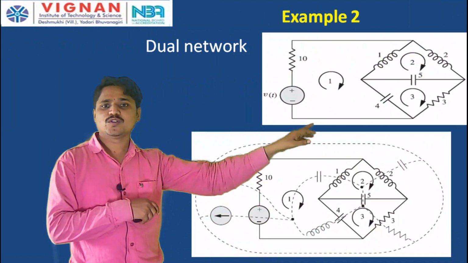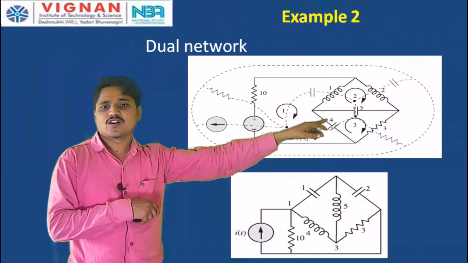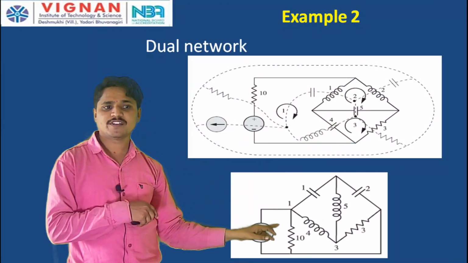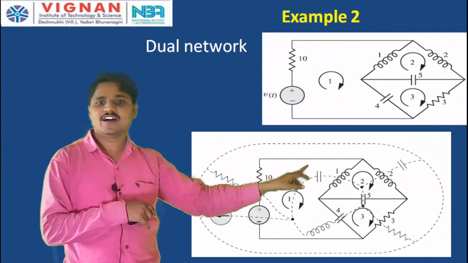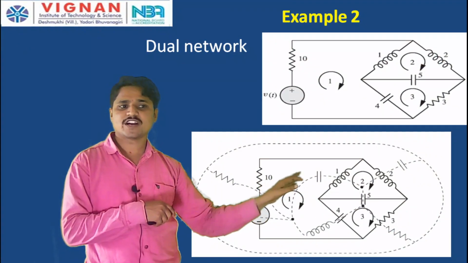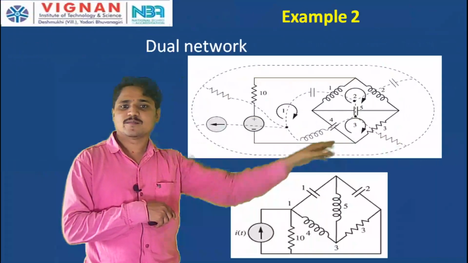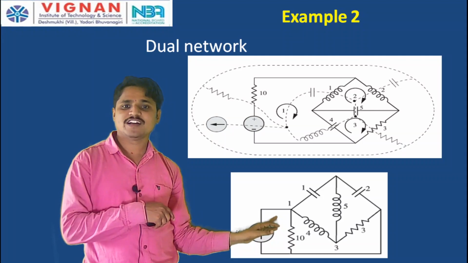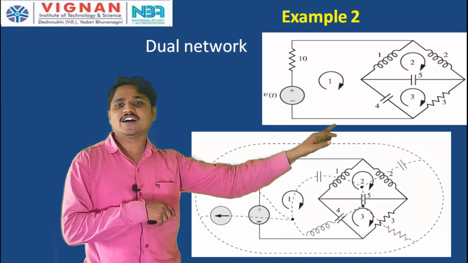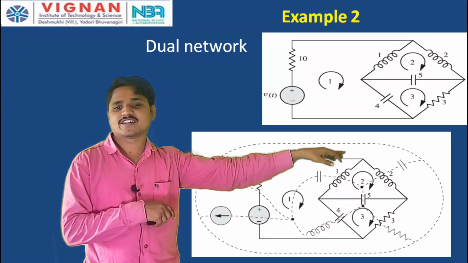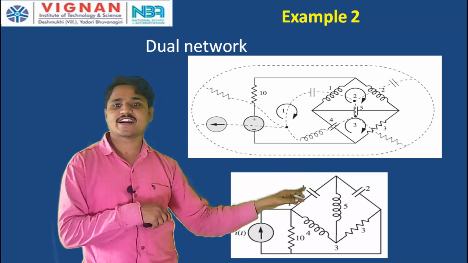Between mesh 1 and mesh 2, there is a 1 Henry inductor. Here, between node 1 and node 2, there is a 1 farad capacitor. Between mesh 1 and mesh 3, there is a 4 farad capacitor. But here, between node 1 and node 3, there is a 4 Henry inductor. Next, between mesh 2 and mesh 3, a 5 farad capacitor. But here, between node 2 and node 3, a 5 Henry inductor.